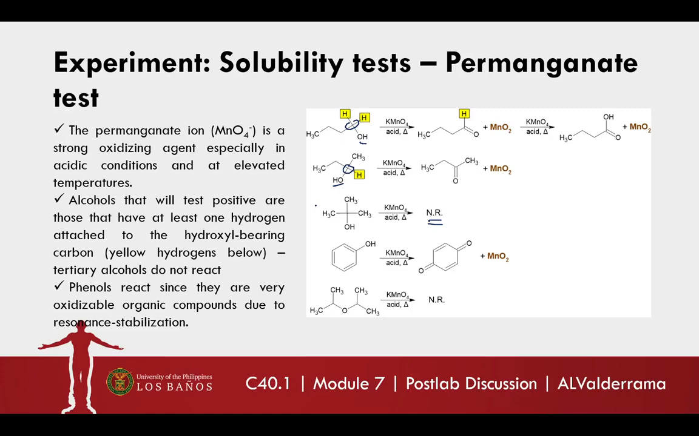For phenols naman, the reaction proceeds due to the resonance stabilization of the phenoxide ion. So, ito yung nagiging ating reaction. So, the formation of this compound and the formation of MnO2 states the positive test for permanganate of your phenols. And yung ether natin ay negative pa rin for your KMnO4.